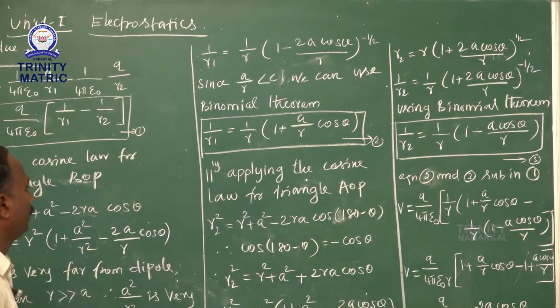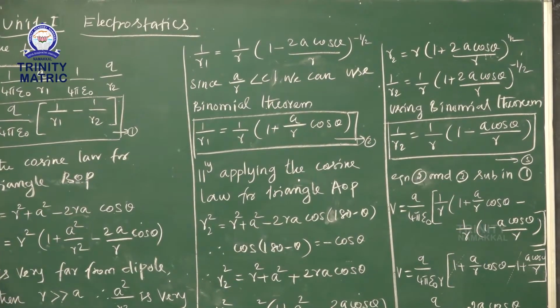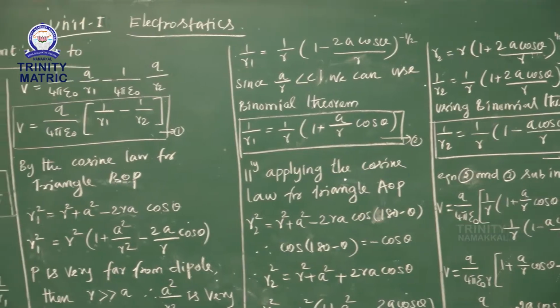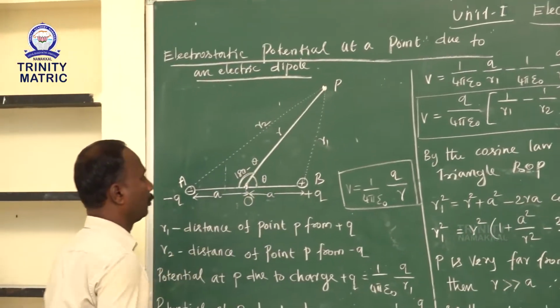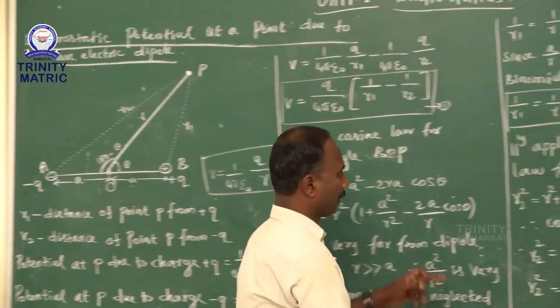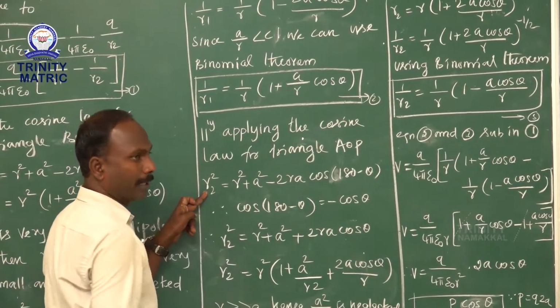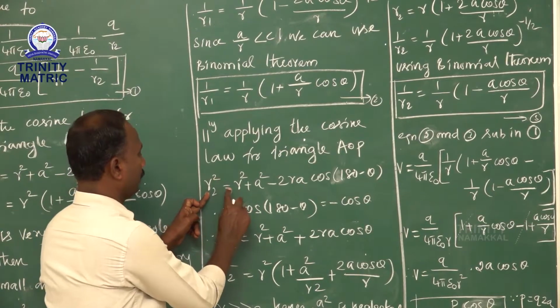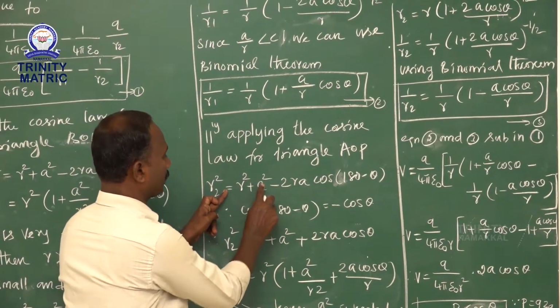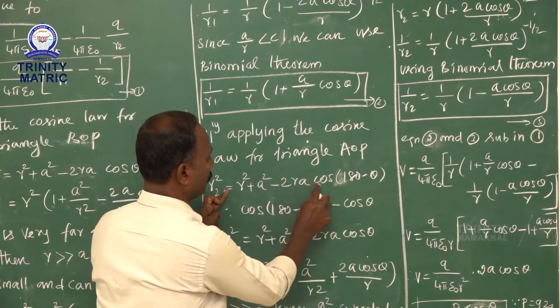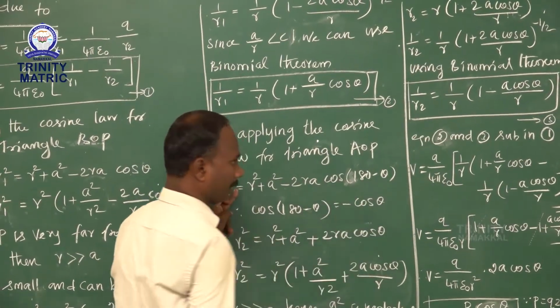In the same way, we apply the cosine law for triangle AOP, with the angle 180 minus theta. So again write the equation for the cosine law for triangle AOP: R2 square is equal to R square plus a square minus 2Ra cos of 180 minus theta.